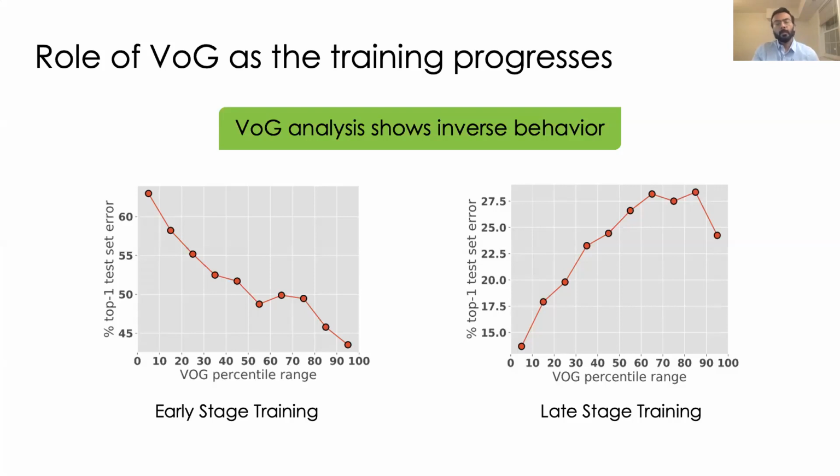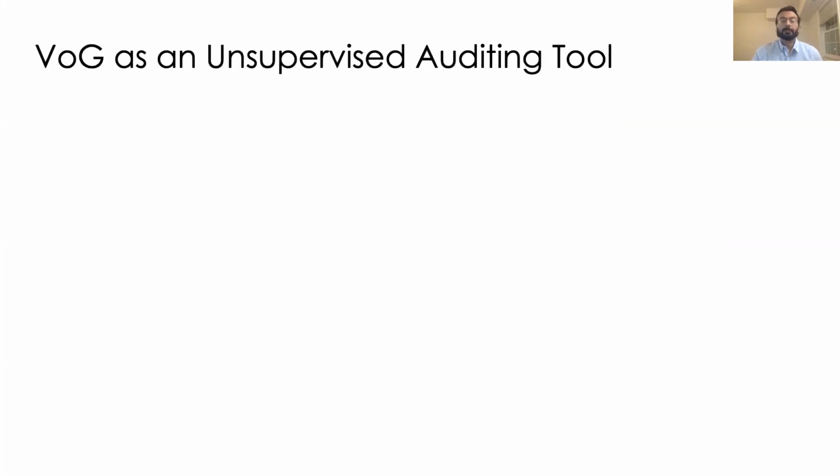So these were more like looking into a trained model, be it the training data sets or the testing data set. But an interesting application that we thought VOG can be used for is that it can act like an unsupervised auditing tool. Now, it is to be noted that all the results that we have seen until now, the gradients were actually taken using the ground truth class of the particular image.